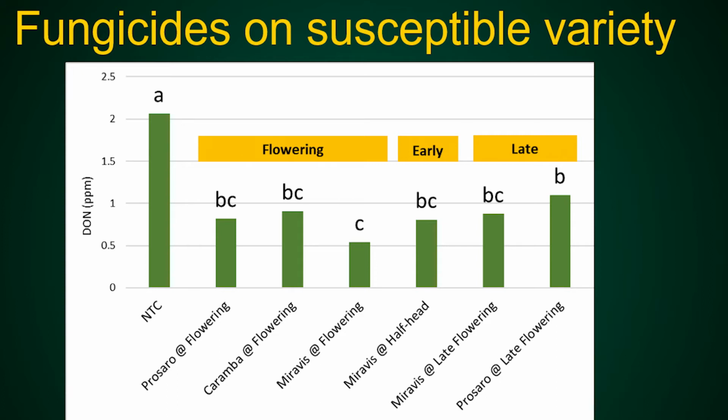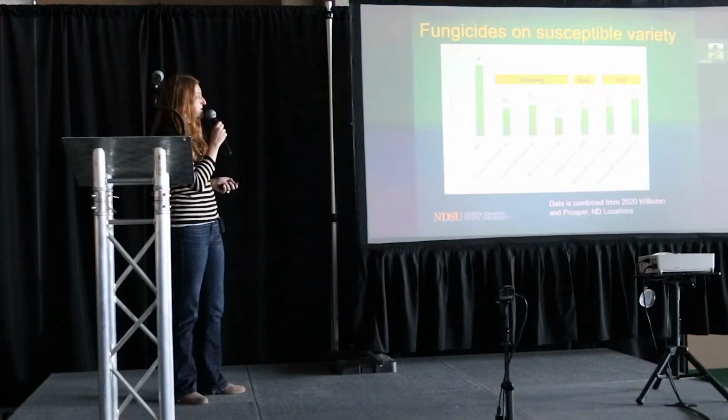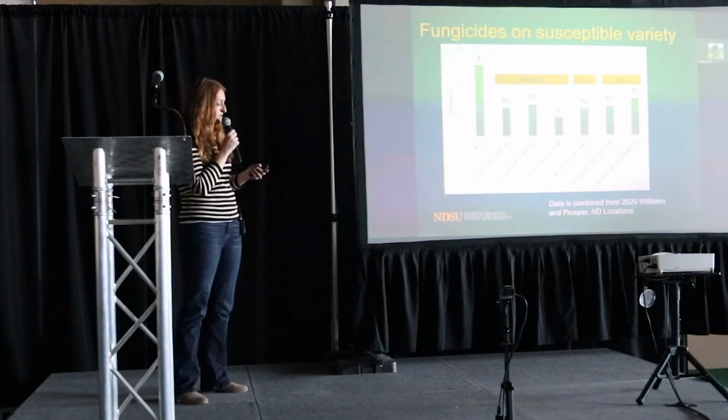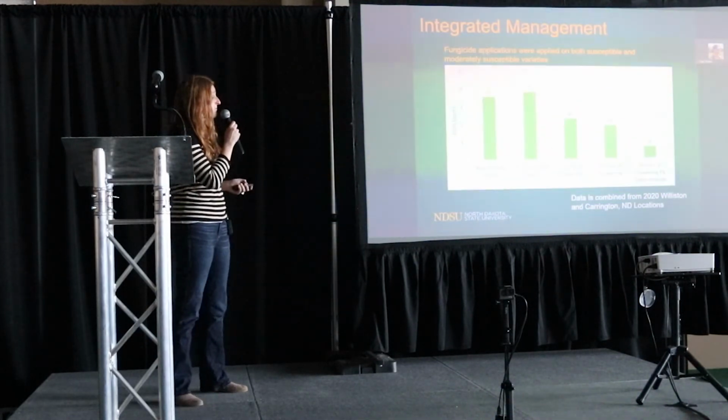Now this is the late application, so Miravis at 7 days post onset of flowering. Similar control, maybe not as good as at flowering. And then this is Prosaro at late flowering. So it looks like the Miravis at flowering is slightly better than the Prosaro at the later date. So overall, we see the timing at flowering appears to perform the best.